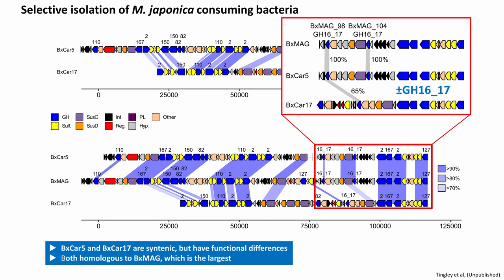And if we compare these two pathways, then we have 100% conservation between the isolated bug and the bug that was sequenced. If we compare this to 17, however, it's lost one of these GH17s, and the one that it does have, GH16 subfamily 17, is 65% identical. So this is kind of a drop-off in its relatedness and potentially its function. So we were quite curious about this.